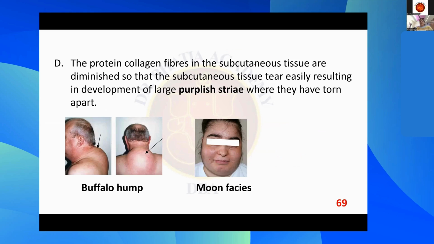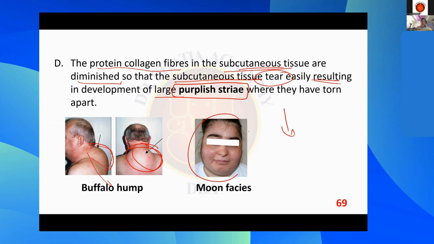The protein collagen fibers are broken down. The protein collagen fibers in the subcutaneous tissue are diminished. So there is decreased fibroblast activity. So the subcutaneous tissue tears easily, resulting in the development of purple stria. This is the typical buffalo hump. Now don't mix this with simple obesity, because in a simple obesity also, the fat gets deposited here in the nape of the neck. But this is a typical buffalo hump. You can see that this is hard and non-tender on palpation.